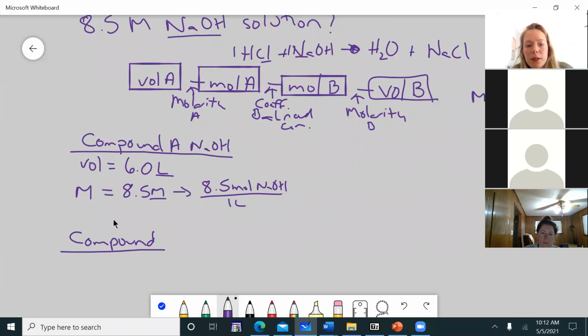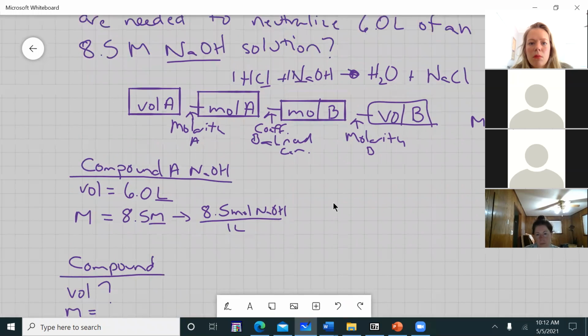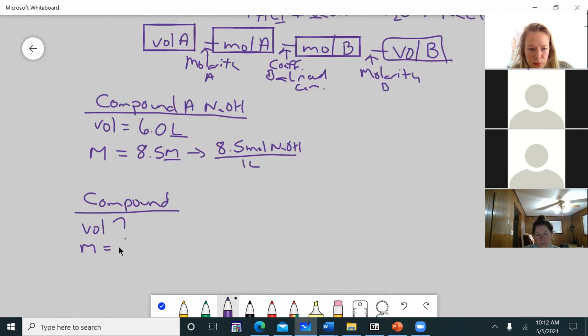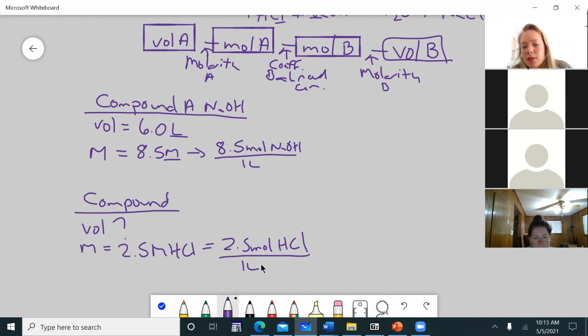Compound B, I don't know its volume. Volume is what we're trying to find. We do know the molarity of this thing though. It's weaker. It's 2.5 molarity, so 2.5 HCl specifically. So I'm going to convert that again right away into moles per liter. So 2.5 moles of HCl in every 1 liter of the solution, specifically the HCl solution.